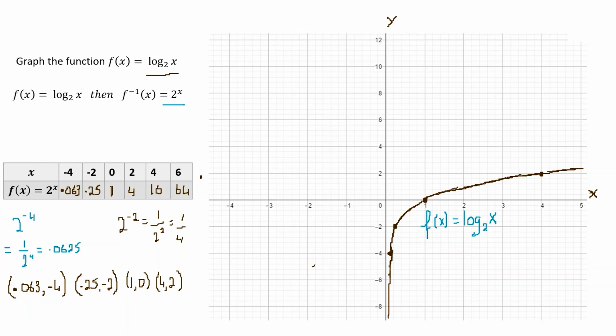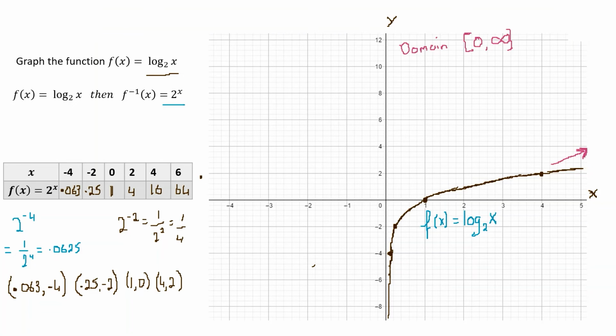The domain of this graph. Remember, domain is my x values. So what exactly does my domain look like here? Right, look at my x values. I said a minute ago that this graph never touches the y-axis. So we can effectively say that the domain goes from 0 all the way up to infinity. Right? Effectively, it's going to continue on forever in this direction.